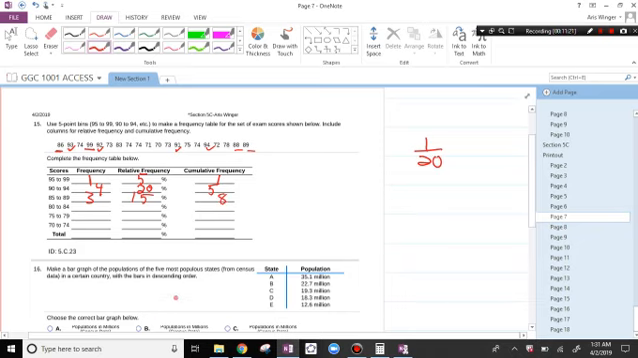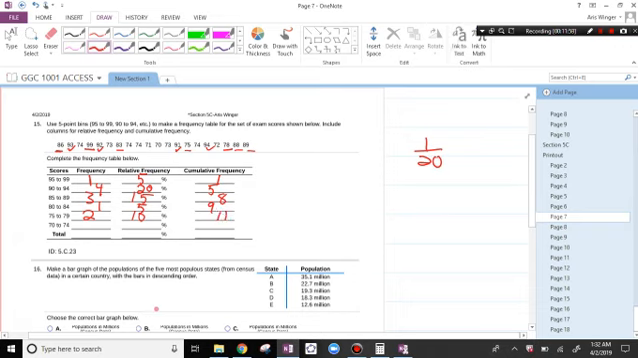80 to 84. That's 1. Looks like there's only that one. That's 5%. Add 1 more to this 8 makes 9. 75 to 79. There's 1, and here's 2. That's 2. 2 out of 20 is 10%. Adding 2 more makes 11.